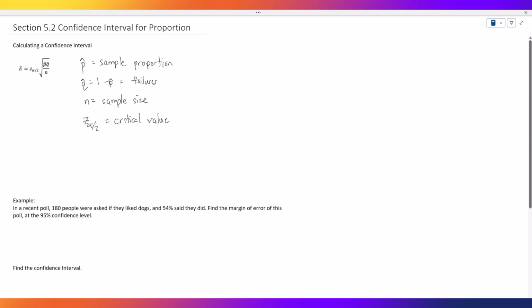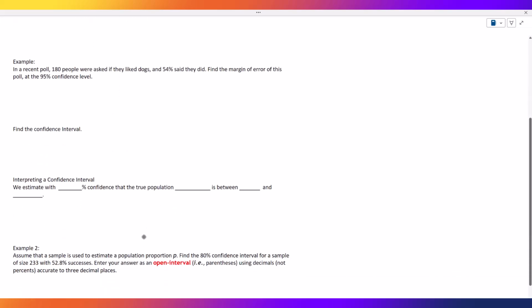So, like I said, in the context of this one below here, we'll use those to find our margin of error. And in the context below, I'll scroll down a little bit, showing everything we're going to do for the whole session. But in a recent poll, 180 people were asked if they like dogs. 54% said they did. Find the margin of error for this poll at the 95% confidence level.